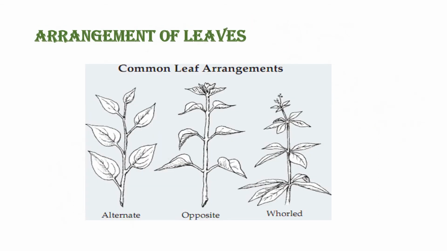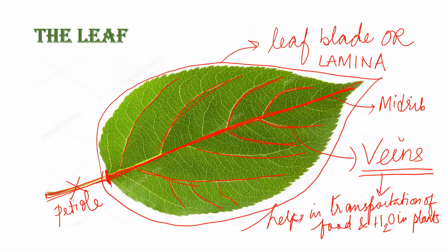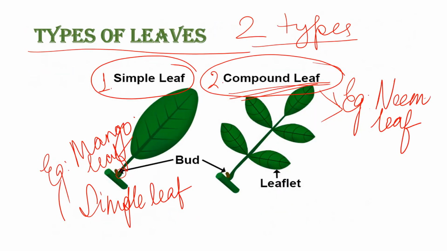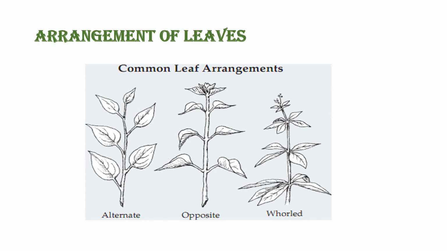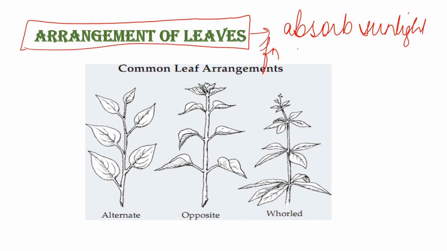Now first and foremost we have seen what a leaf is. Then we have seen the venation, that means how the veins are arranged in a leaf. Then we saw the types of leaves, like simple leaf and compound leaf. Now we go to see how the leaves are arranged in a plant. Why is it important for the leaves to be arranged in a particular way in a plant? So that they can trap or absorb sunlight. Absorb sunlight for what? For photosynthesis.